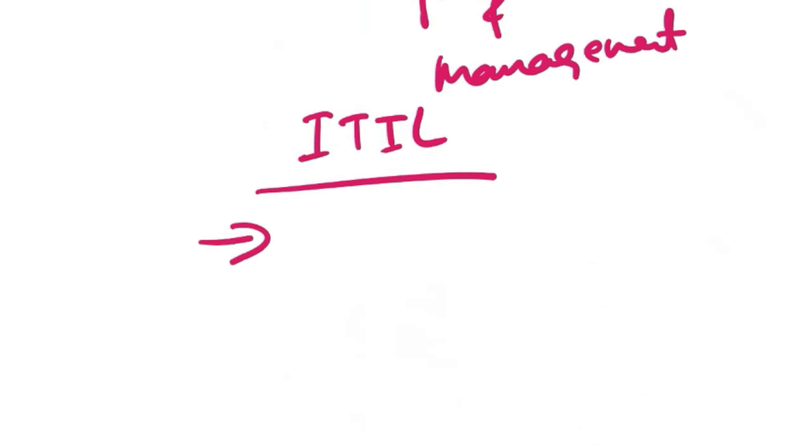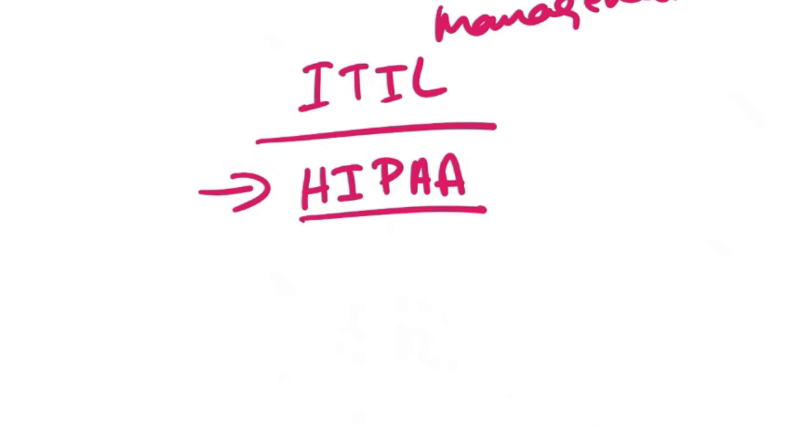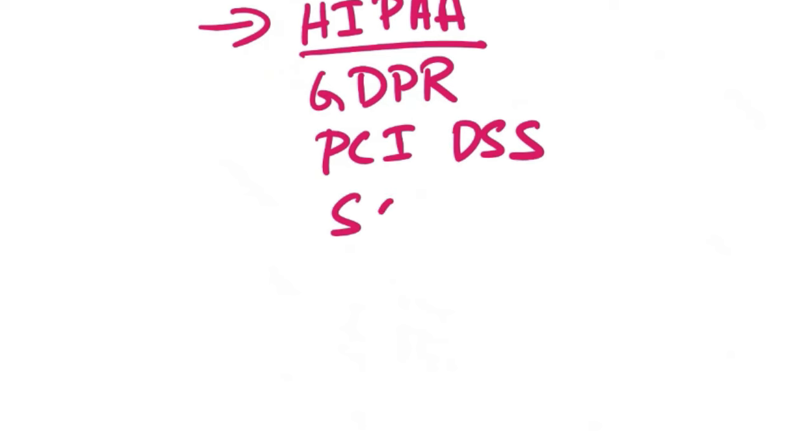You also need to consider industry specific regulations and guidelines such as HIPAA. HIPAA stands for Health Insurance Portability and Accountability Act. Then there is GDPR, General Data Protection Regulation. Then there is PCI DSS, that is Payment Card Industry Data Security Standard, or SOX.